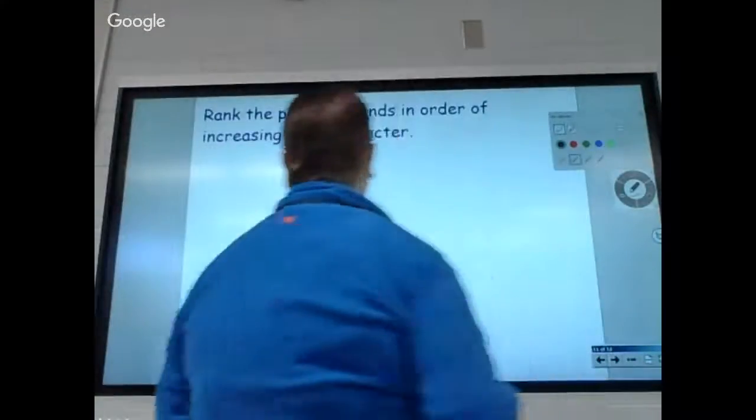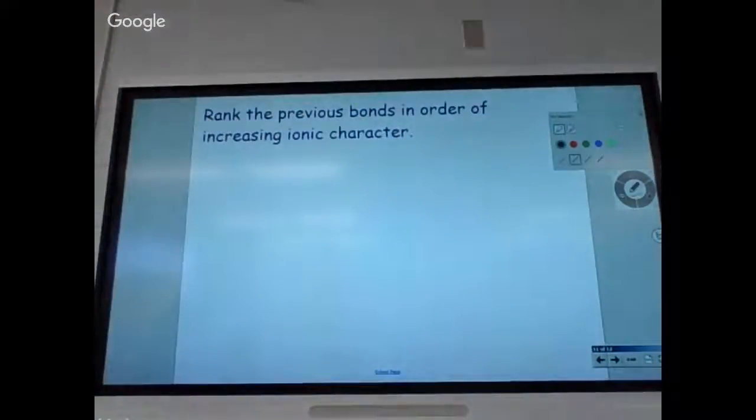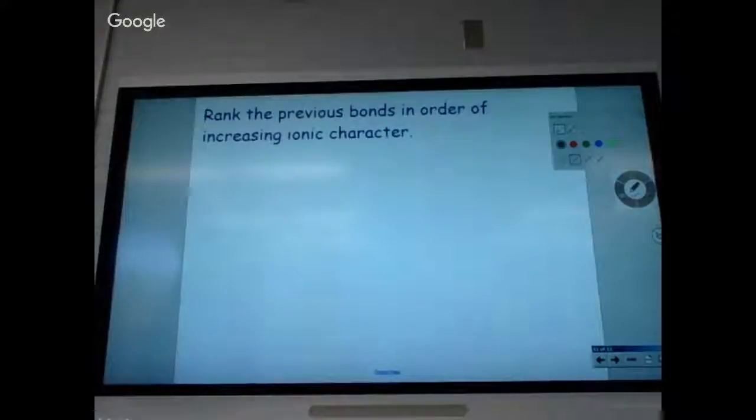All right, so the last thing you have to do with these, did I put it up here? Yes. Rank the bonds in order of increasing ionic character. This is why I wanted you to write the numbers down. Greatest, least on the scale? Yes.